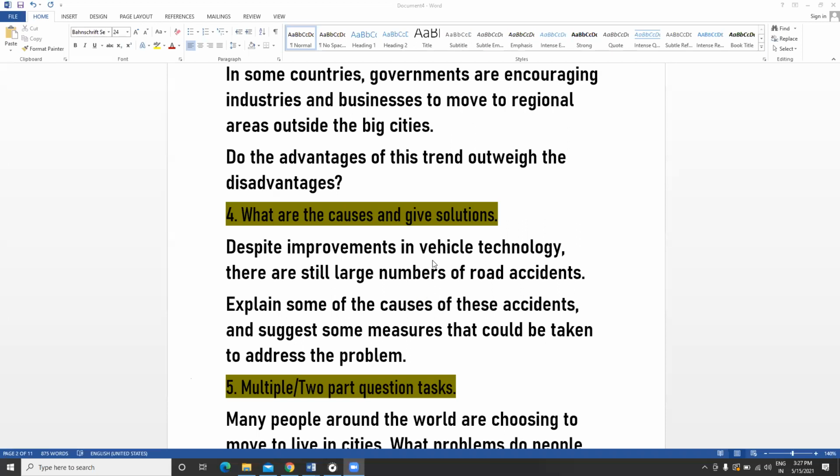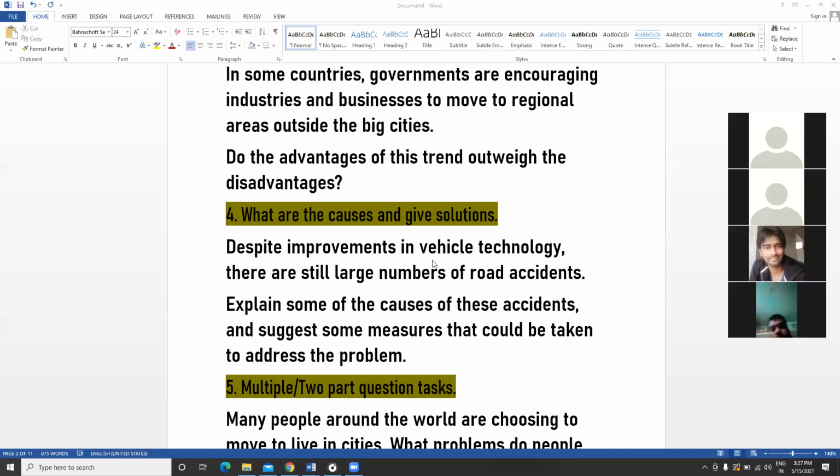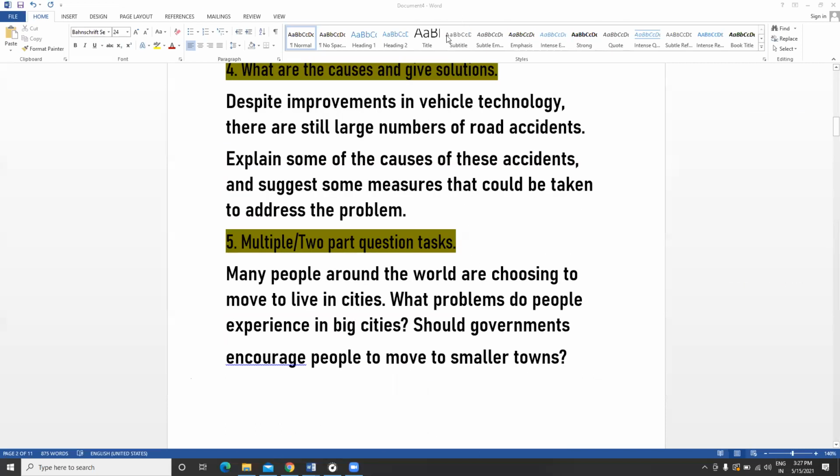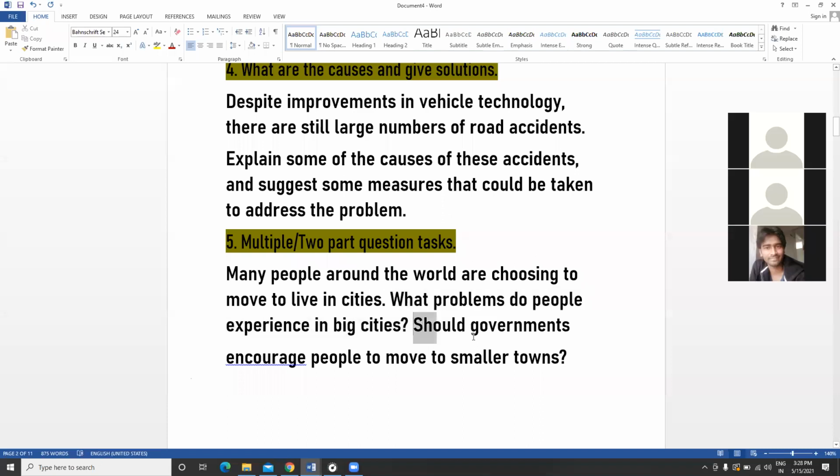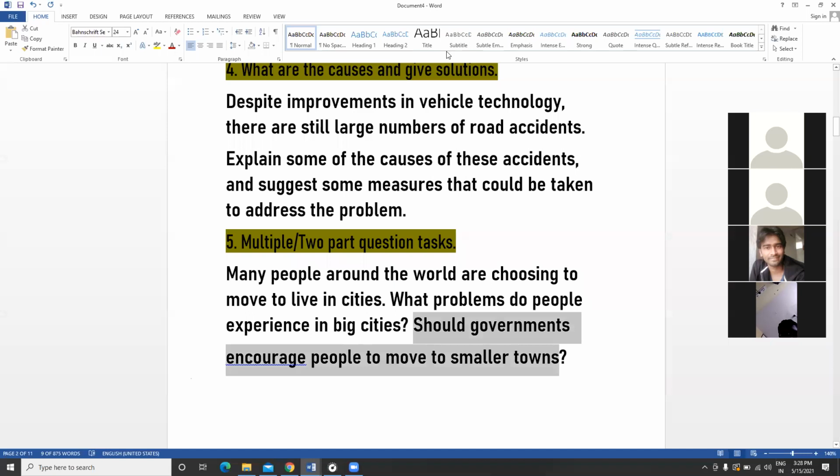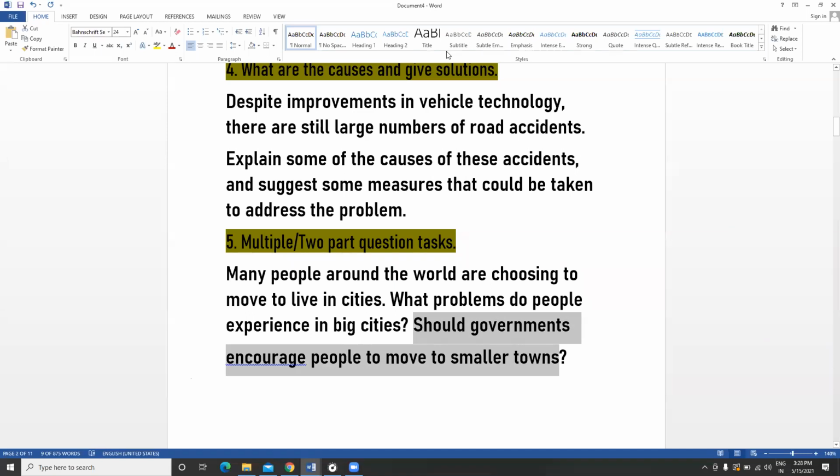Next we have the double questions, or you can call them multiple or two-part question tasks, anything like this. So what is happening? Just see. In these kinds of questions, generally we ask two questions. There will normally be a statement, as you can see, and then you will answer two separate questions. Many people around the world are choosing to move to live in cities. What problems do people experience in big cities? Should governments encourage people to move to smaller towns? So two questions. First, you need to answer this question, and secondly, you need to answer this question. So basically, guys, what happens in a double question is make sure you answer both the questions.